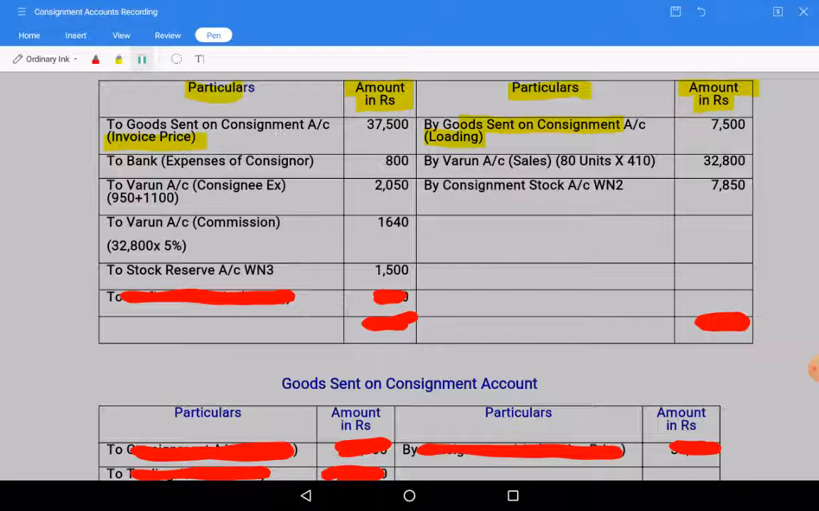Credit side will be more, as it appears easily here, debit side is less than the credit side. So total of credit side will be 37,500 plus 32,800 plus 7,850, it will be 48,150.